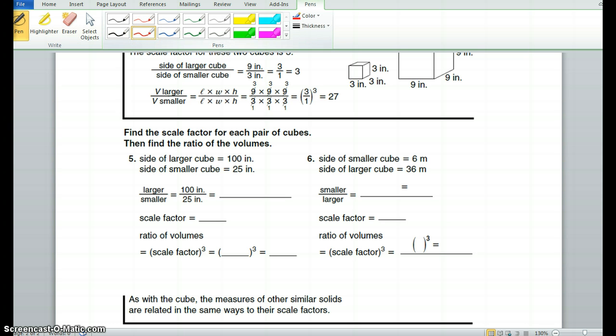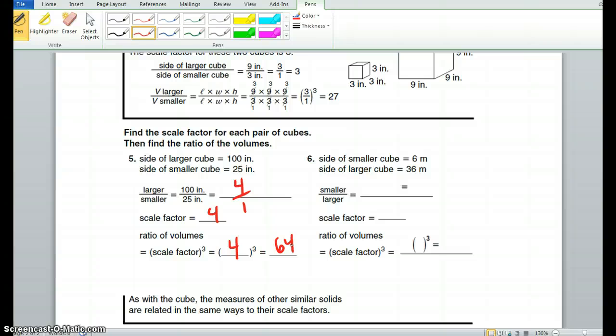So we need to put larger over smaller, so 100 over 25, which gives us a scale factor of 4/1, or just 4. And if my scale factor is 4 and I'm comparing the volumes, then I'm really going to have a scale factor of 4 across all 3 dimensions. So this is really going to be 4 to the 3rd power, which really means that it's going to be 64 times the size of the other. Because 4 times 4 times 4 is 64. So if I find the volume of one, when I find the volume of the other, one should be 64 times the size of the other.